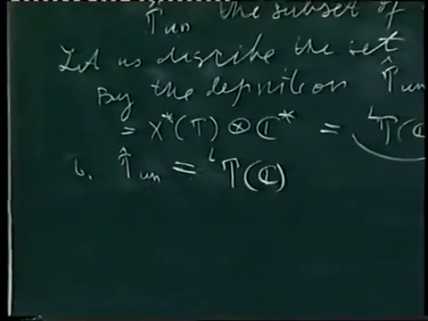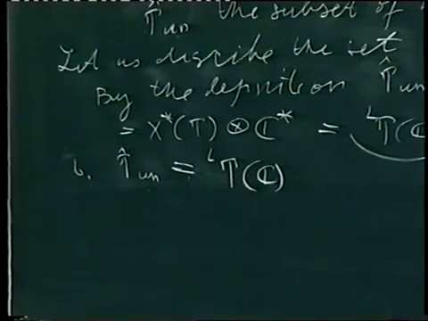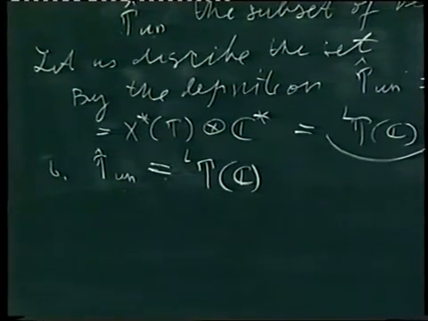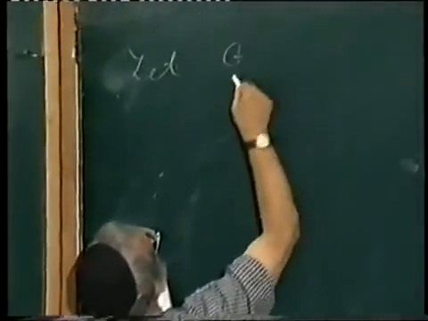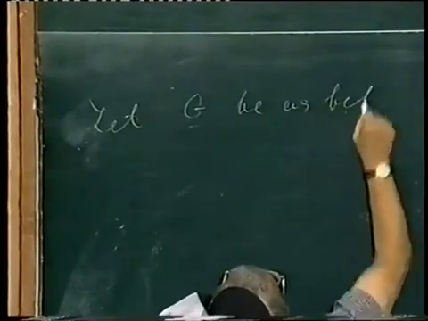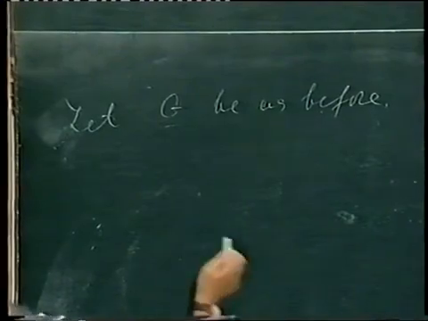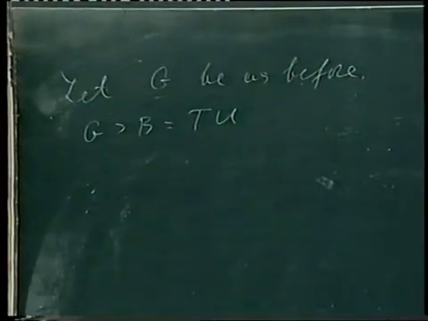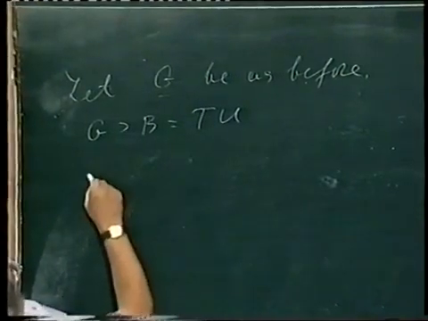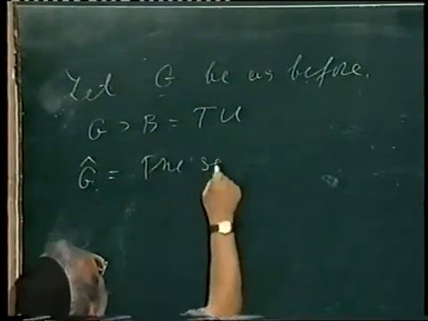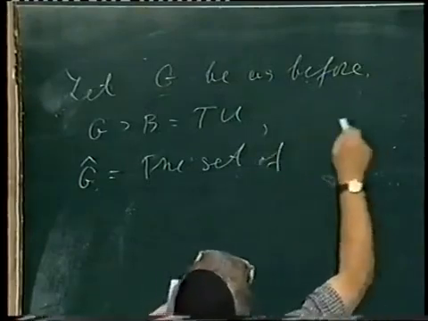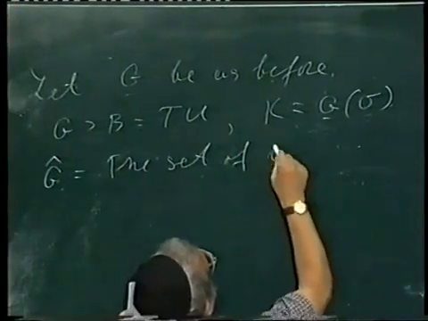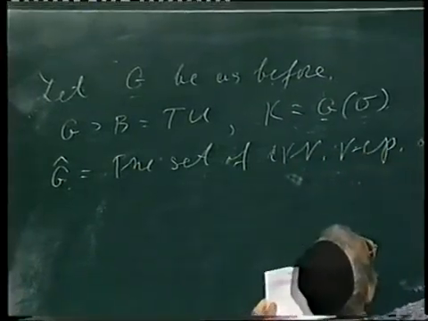Now let's go to arbitrary groups. So this we understood very well: unramified representations of a torus. Now let's deal with an arbitrary group. Let G be as before, an arbitrary group. As before, G contains B, which is T mod U, the same decomposition over the algebraic closure. Here K is G(O), it's just integral matrices. G hat is the set of irreducible representations of G.